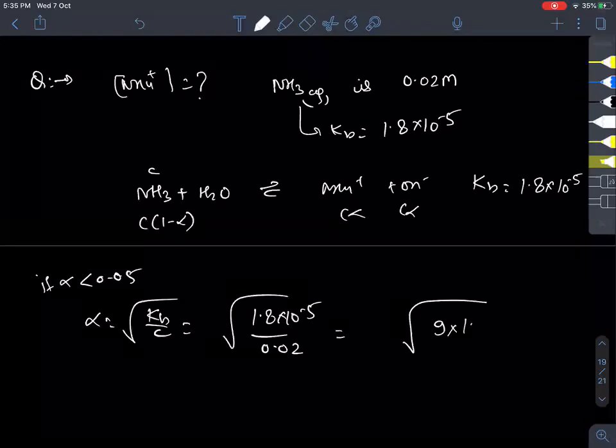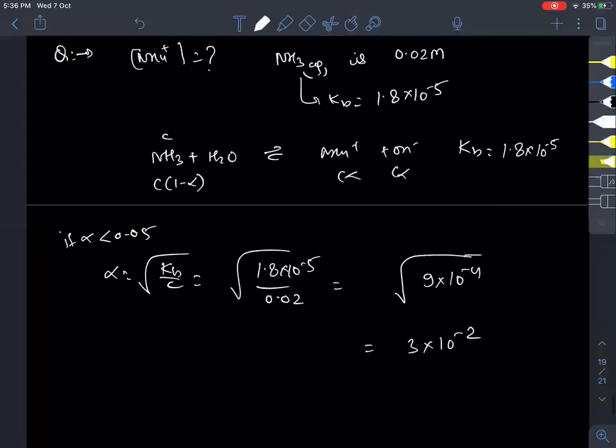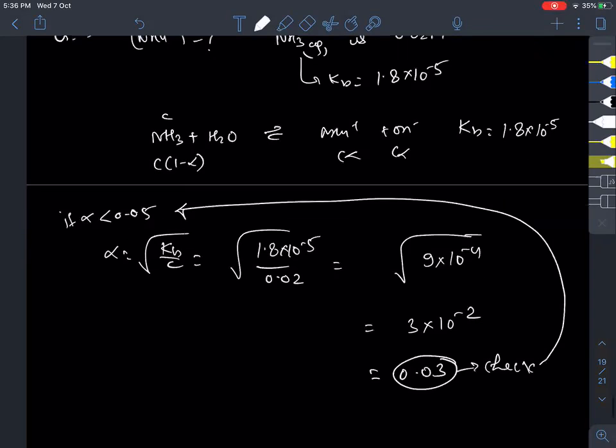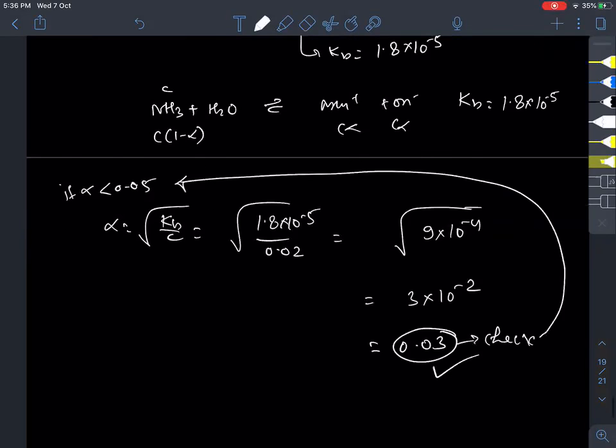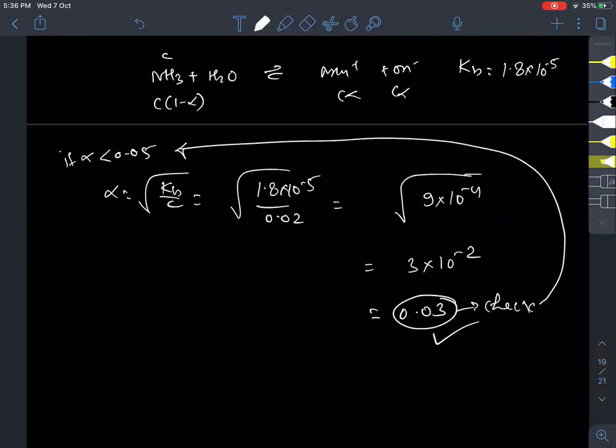Now, you know the value of alpha, which is basically 0.03, right? Now here we need to check: is this okay with our assumption? So the answer is yes. So that means we are on the safer side. We can accept that. Now, what will be the value of OH minus? That will be C alpha.